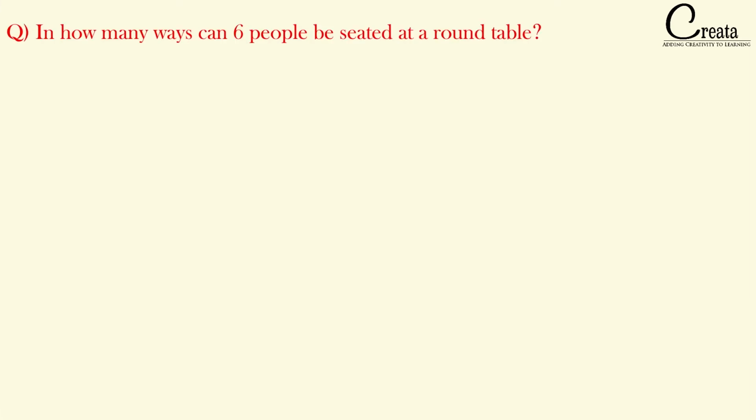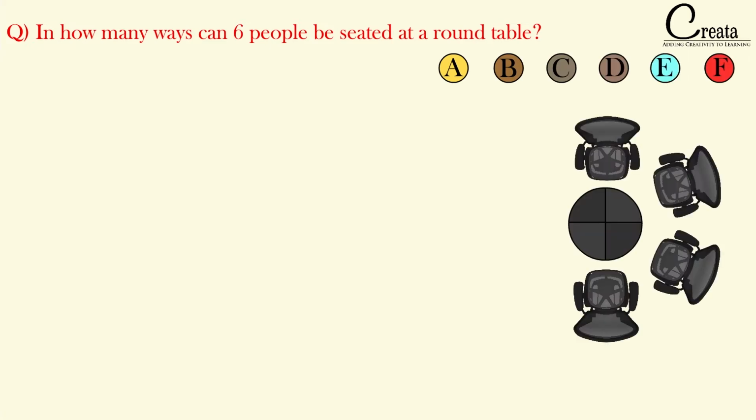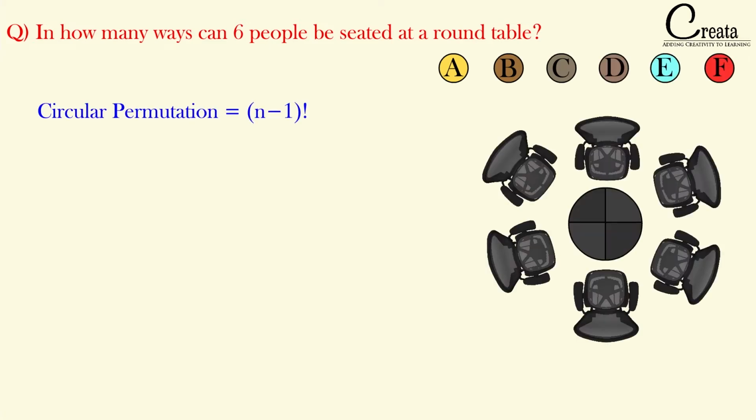Our first question is, in how many ways can 6 people be seated at a round table? Okay, very direct and simple question. In this question, 6 persons are given and 6 slots are given. So our answer will be n minus 1 factorial. Here n is equal to 6. So our answer will be 6 minus 1, that is 5 factorial. Got it? 120 is the answer of this question.